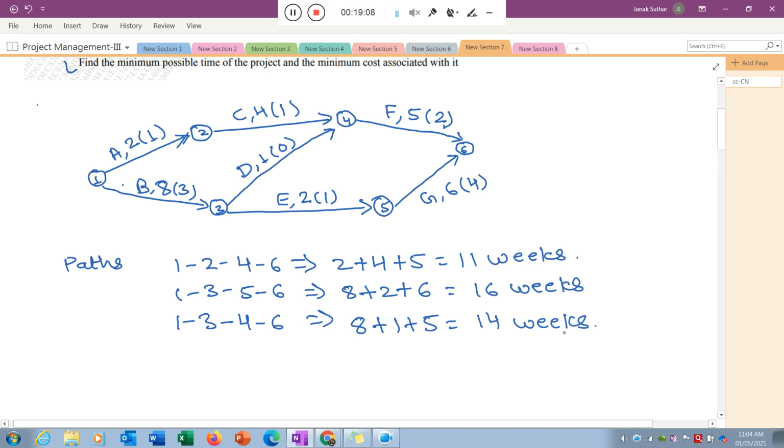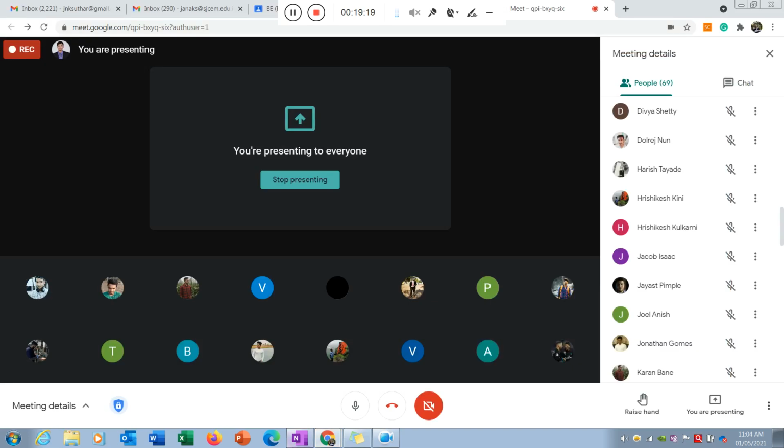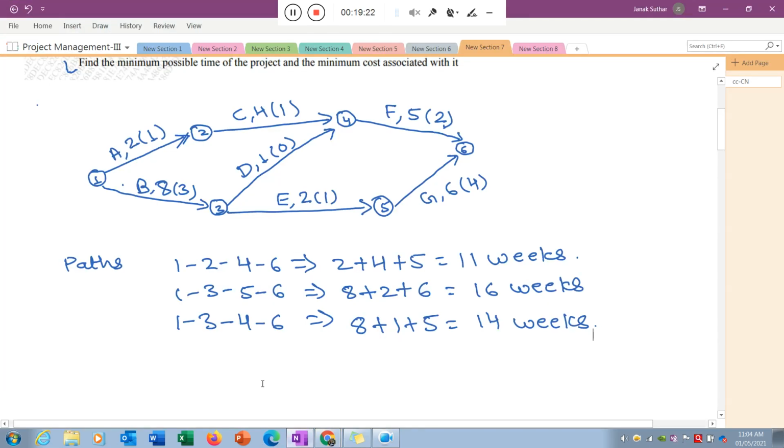Okay, so in this network diagram, what will be the critical path, class? Critical path means the longest path available in this network diagram. So this 16 weeks is the longest path available in this network diagram. That is nothing but the critical path of this particular project.